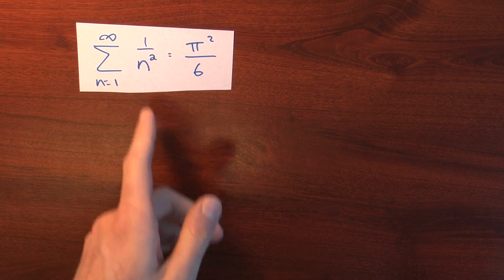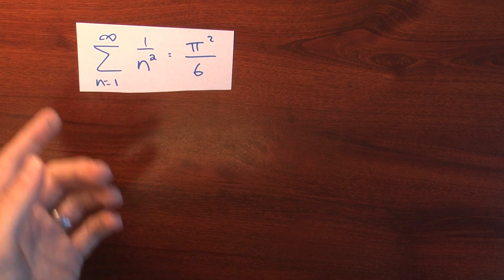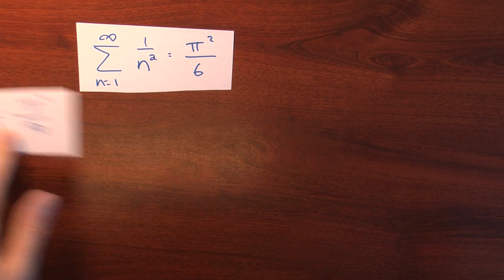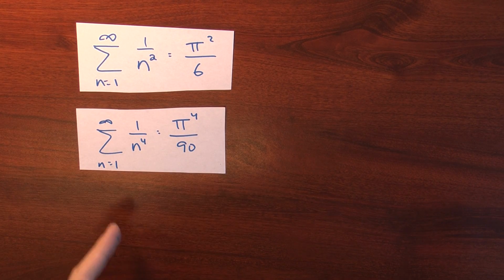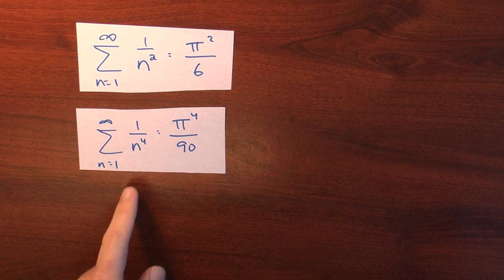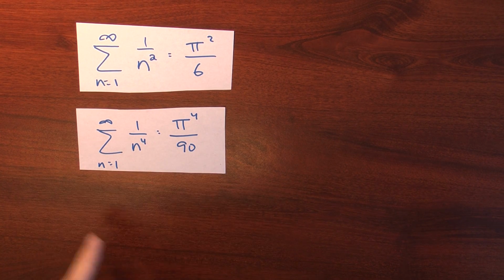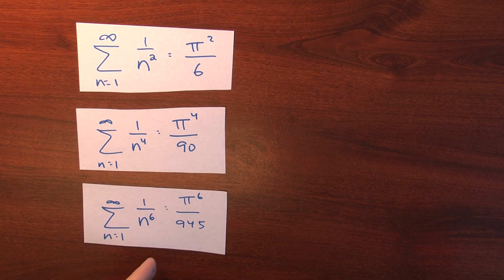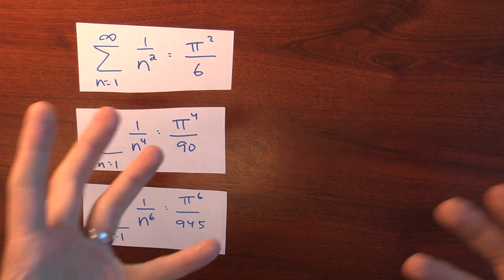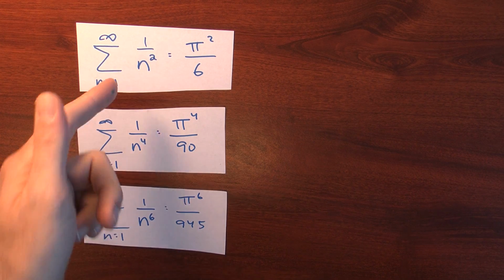Even when the p-series converges, the actual values that we're getting can be quite mysterious. For example, the sum of 1 over n squared, n goes from 1 to infinity, is pi squared over 6. The sum of 1 over n to the fourth, n goes from 1 to infinity, is pi to the fourth over 90. The sum of 1 over n to the 6 is pi to the 6 over 945. So this is 2, 4, 6.